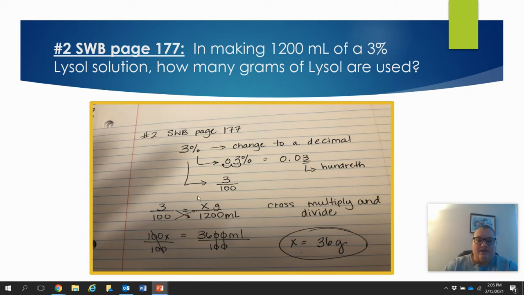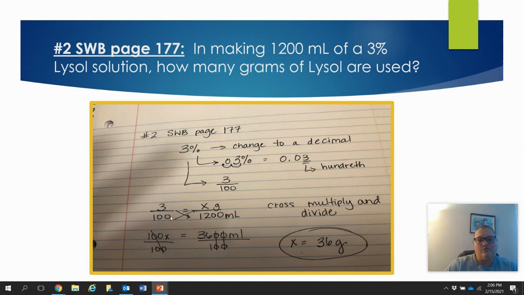So I started out here with the 3%, and I showed you how to change it into a decimal and then into a fraction. So 3%, if you move the decimal 2 places to the left to make it into a decimal, the 3 is in the hundredths position, so you put 3 over 100. So this is the percentage, this is what it is in decimal form, and here it is in a fraction. So we have 3 over 100, and they want to know how many grams of Lysol can be used with the 1,200 mLs. So this is how you set it up.